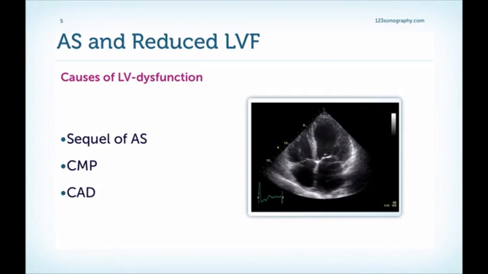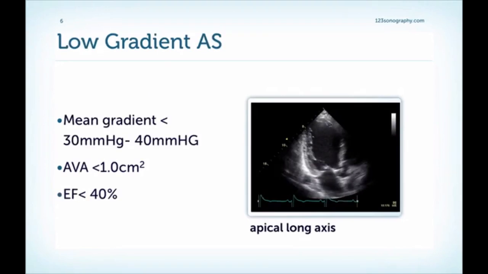patients after myocardial infarction? If we have low gradient, low flow aortic stenosis, this is defined as having a mean gradient below 30 to 40 millimeters of mercury, depending on the literature. It is defined as having a calculated valve area below 1 square centimeter and having an ejection fraction below 40%.